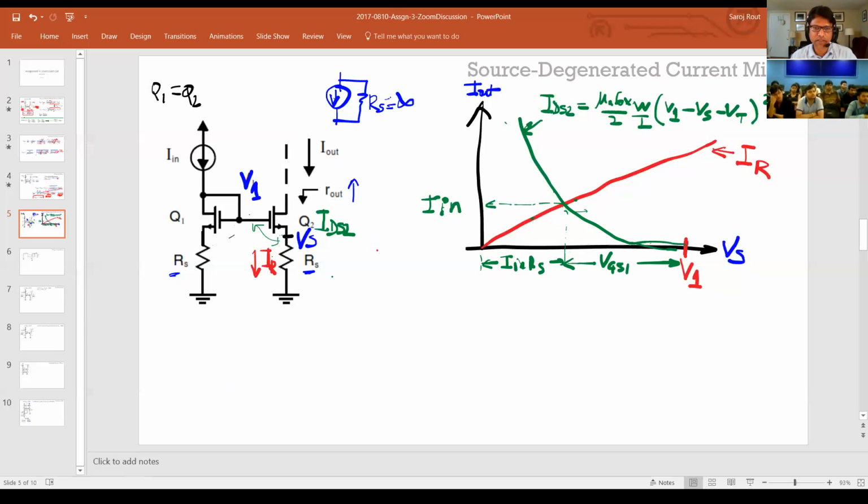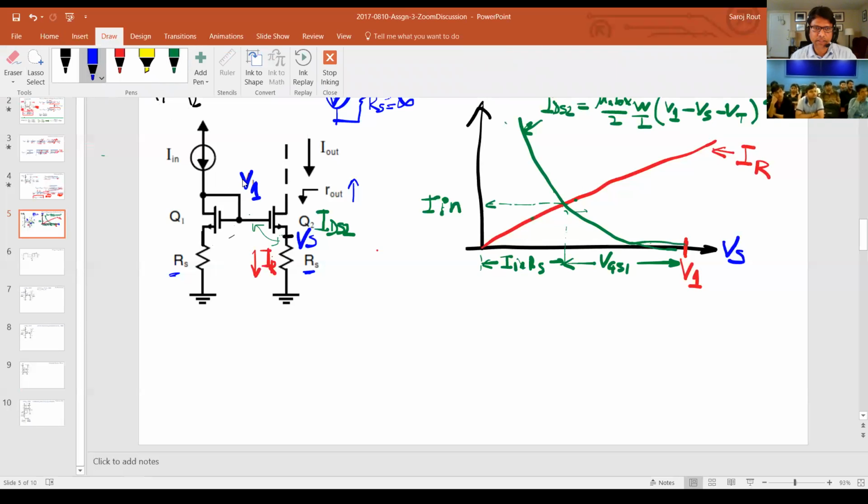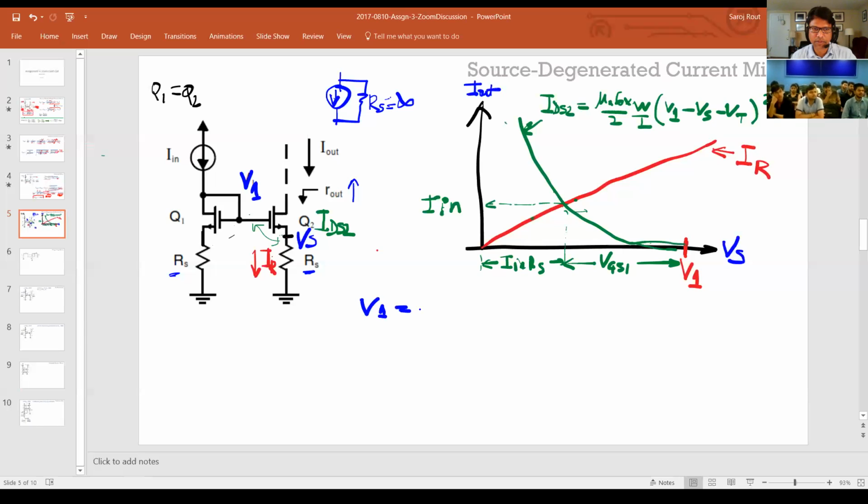Now you can write the complete equation also, and I'll just quickly show you how to, in case you wanted to write it that way. So this voltage V1 is nothing but I in times RS plus VGS1, right? That is basically this voltage here plus VGS1.